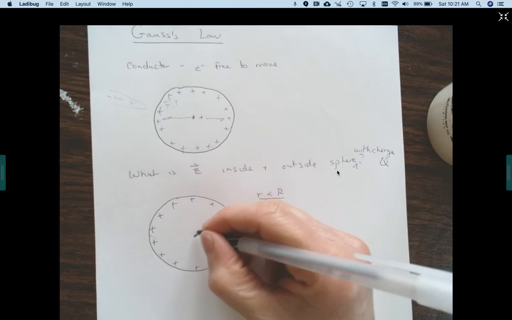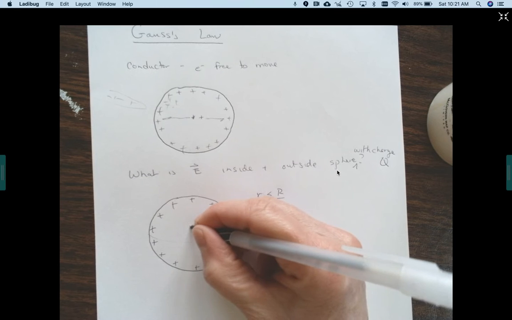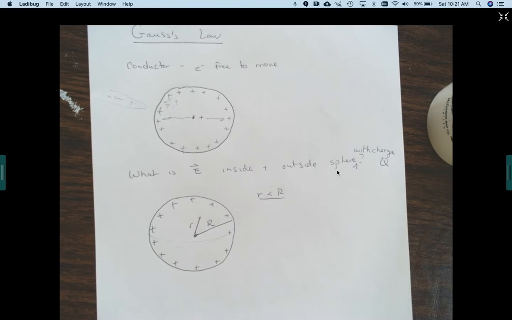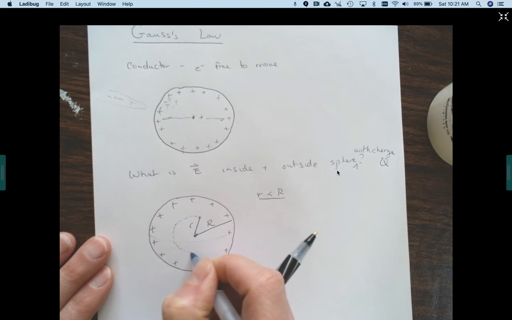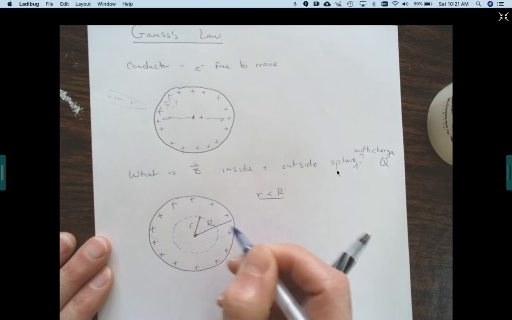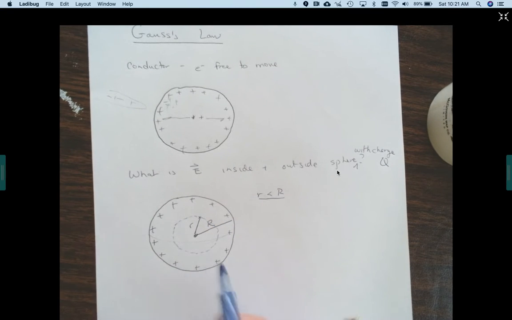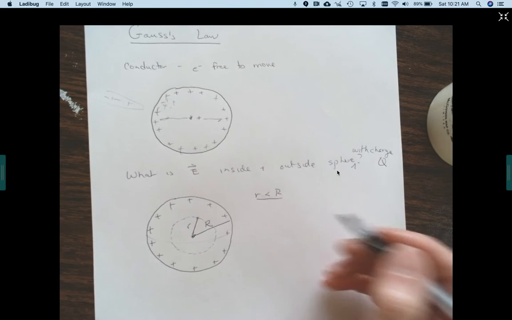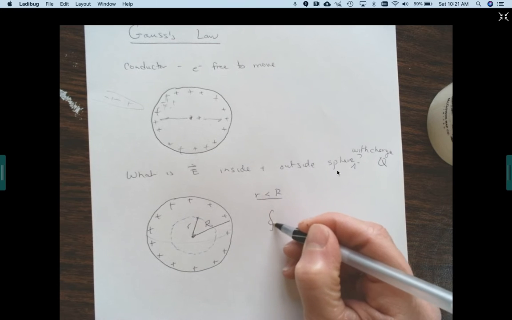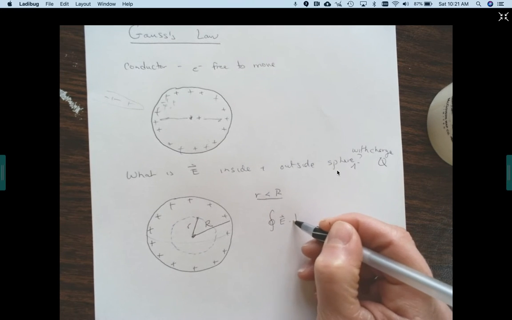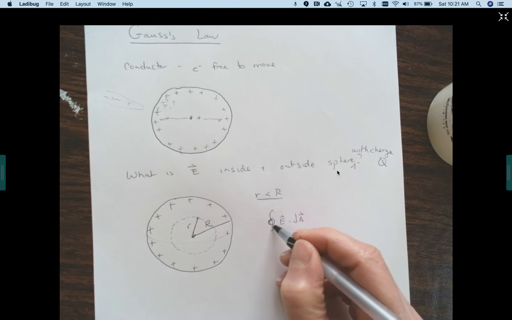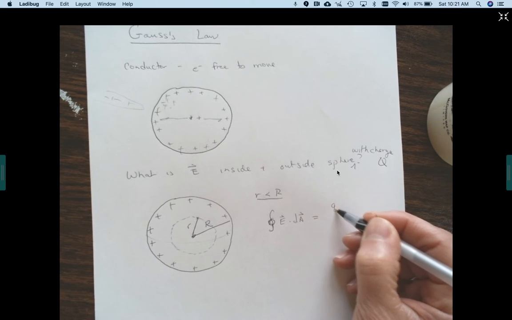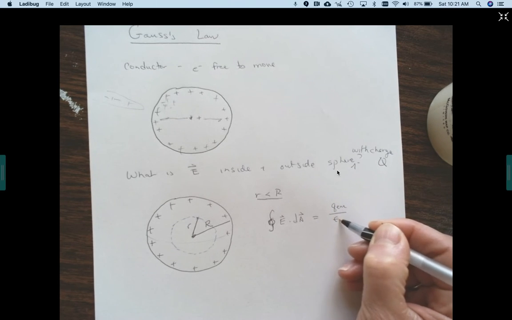Also, let's draw a Gaussian surface. If I want to know, at some particular radial distance, what is my field here? My Gaussian surface is going to be a sphere, right? It matches the symmetry of my object. Again, we're just drawing a circle, but this is also a three-dimensional sphere. Then we can start with Gauss's law, which says that if I integrate the electric field dotted into the area all around my closed surface, that's the closed surface integral, it will be equal to the enclosed charge over epsilon naught.